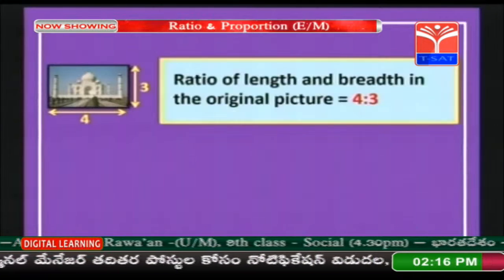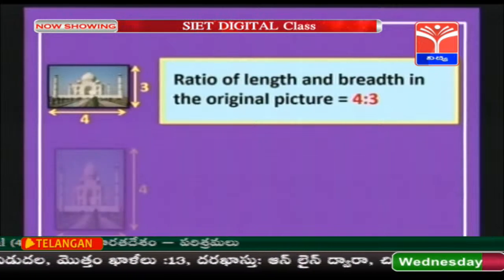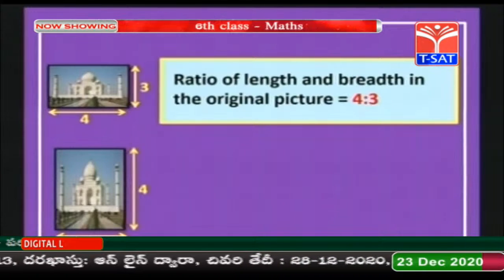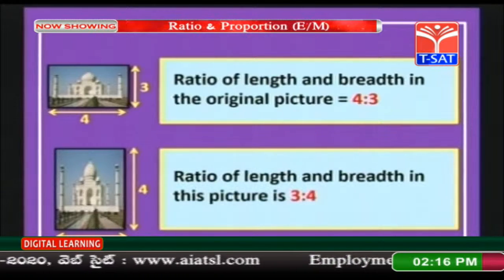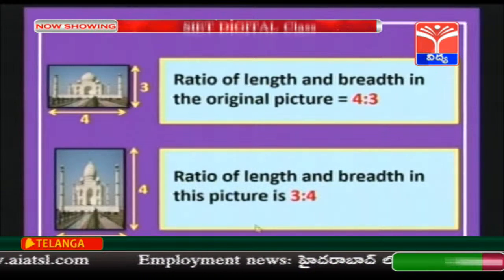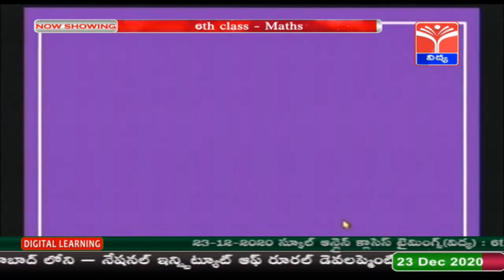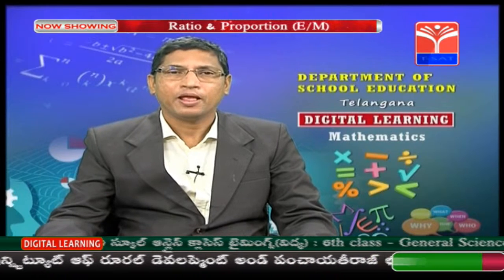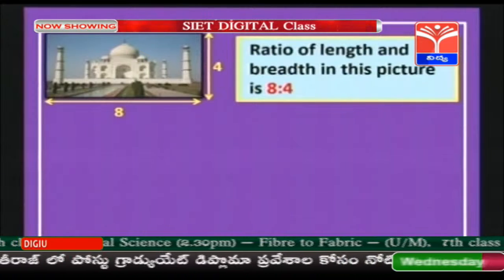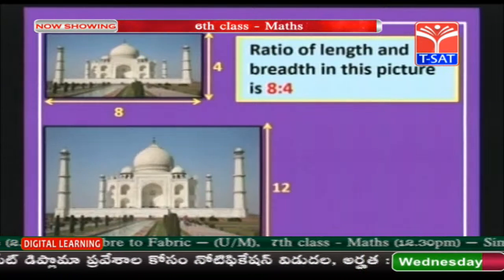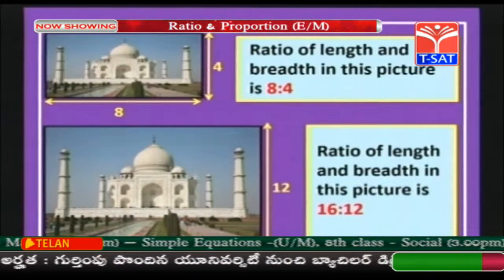So what is the ratio of length and breadth, children, of this original image? 4:3. Let us take the second one. Here the length is 3, whereas the breadth is 4. Now what is the ratio of length and breadth here? Yes, here it is 3:4, because length is 3 and breadth is 4. So L is to B is 3:4. Let us move on to the third picture, that is 8 and 4, length and breadth. So what is the ratio, children? Yes, 8:4. Let us move on to our final image. Length is 16, breadth is 12. Therefore, the ratio is 16:12.